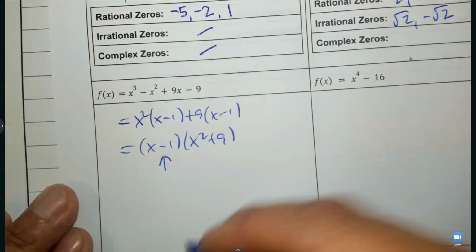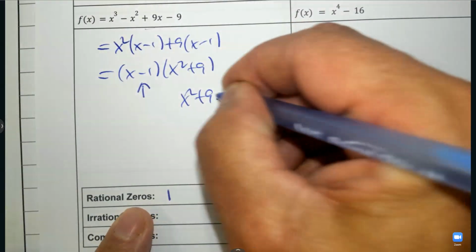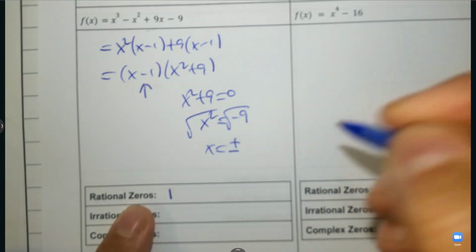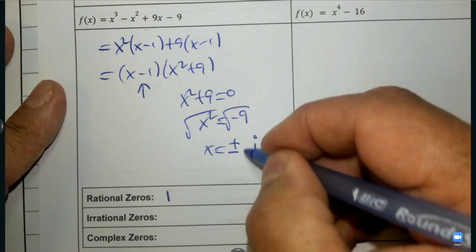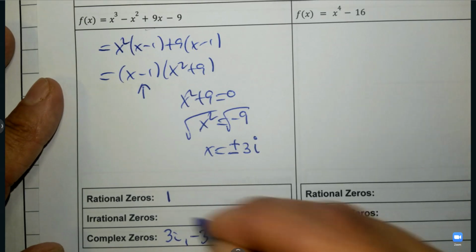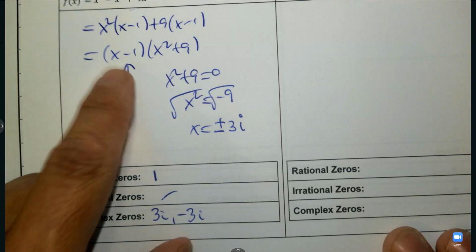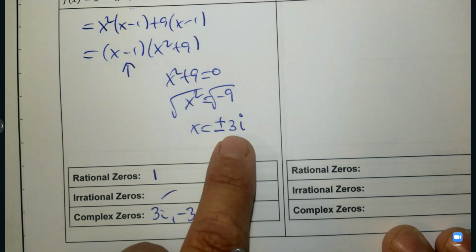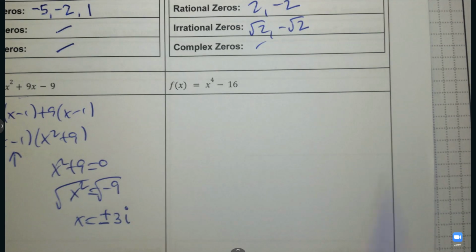Now this first one, that 0 is positive 1 and it's rational. For the second one, I'm going to make it equal to 0 and solve it. So I'm going to subtract 9. When I square root, again, the answer is positive and negative. The square root of a negative number is imaginary, and the square root of 9 is 3, so it's 3i. And so that's positive 3i and negative 3i, and there are no irrational zeros. So we have a rational 0 at 1 and two complex zeros, or imaginary zeros, at positive 3i and negative 3i.